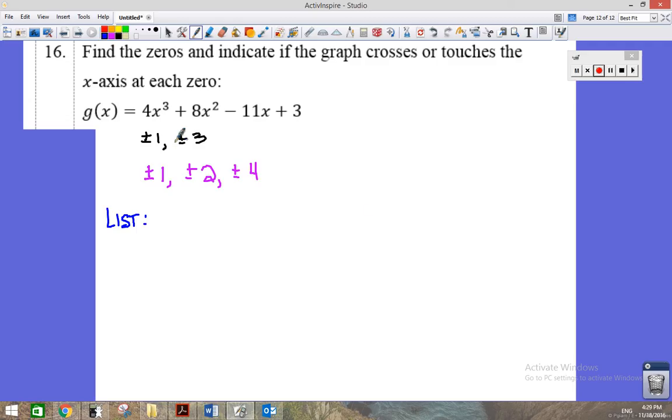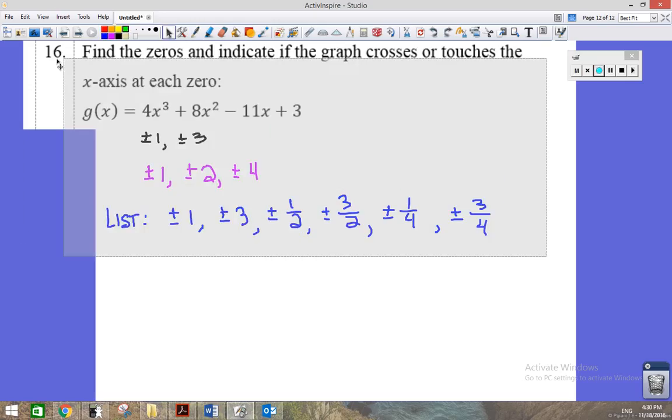So these are my numerators, and I'll use first the denominator of 1, so I just get 1 and 3. Then I'll use a denominator of 2, so I'll have 1 over 2 and 3 over 2. Then I'll use a denominator of 4. Alright, so 1/4 and 3/4.